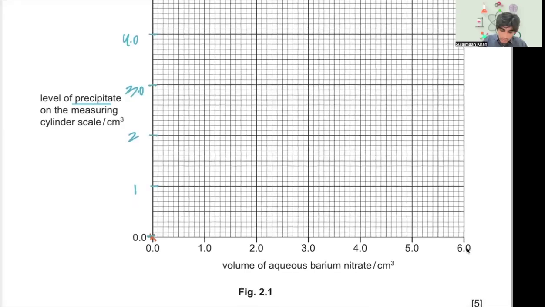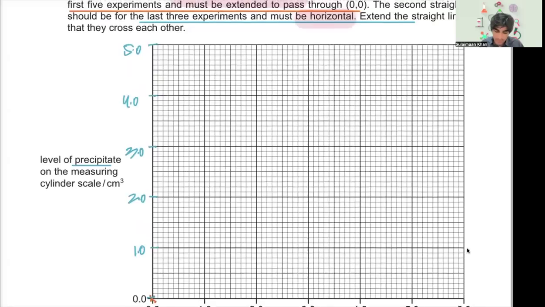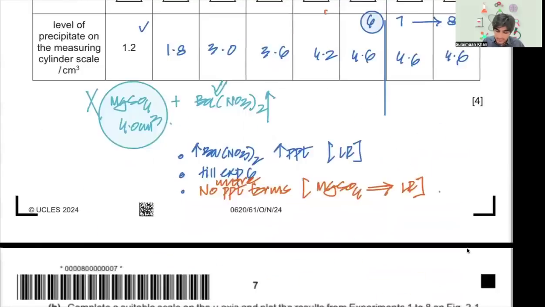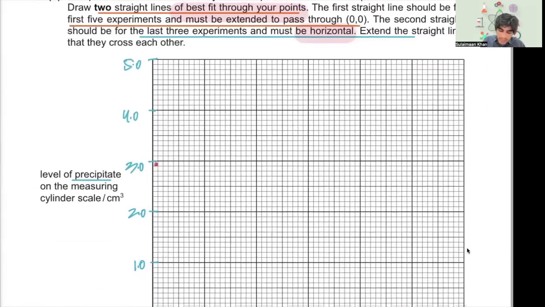So 0.0, 0.0, 0.0. Now, why did I take one per box? Why did I take the scale of one, a difference of 1, 1, 1? Because my maximum reading is 4.6, and I can cover the entire graph. Remember, you have to cover 75% of the graph. And it's pretty easy to determine.